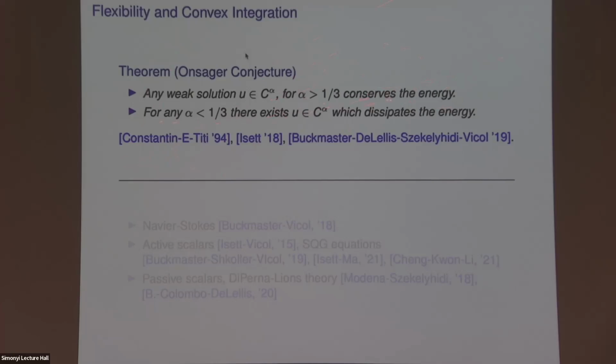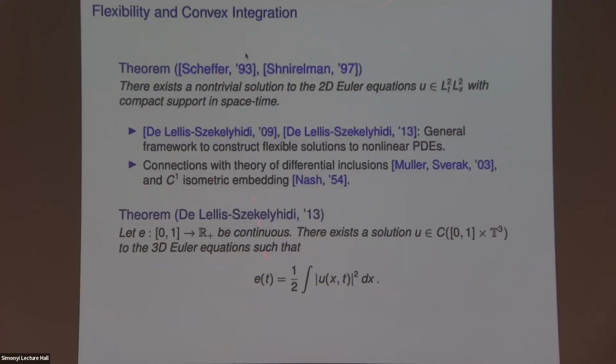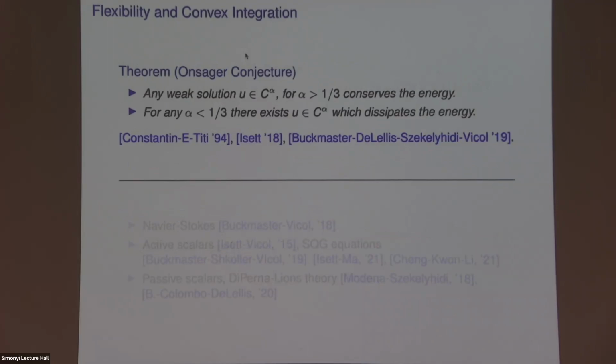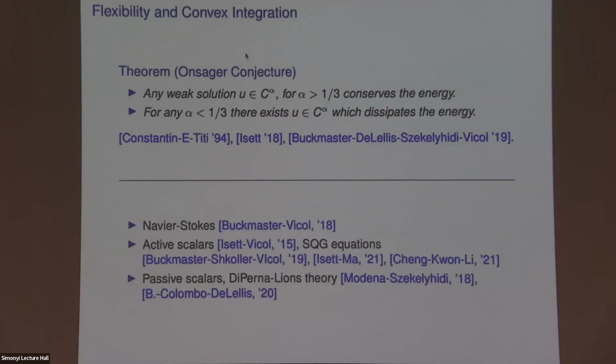The second part, the flexibility part, has been proven using convex integration by essentially improving upon this result and by constructing weak solutions to the Euler equation in the Holder class, C alpha with alpha strictly smaller than 1/3. And this has been done by Isett in 2018, and I'm also mentioning the follow-up paper by Buckmaster, De Lellis, Szekelyhidi, and Vicol. And actually, this convex integration approach turns out to be very flexible, and it can be applied to different nonlinear models.